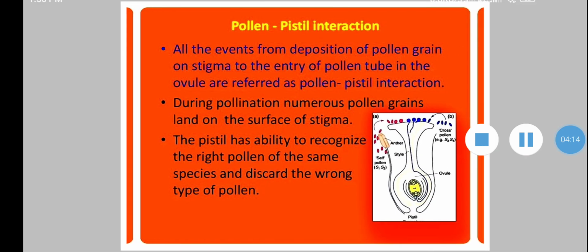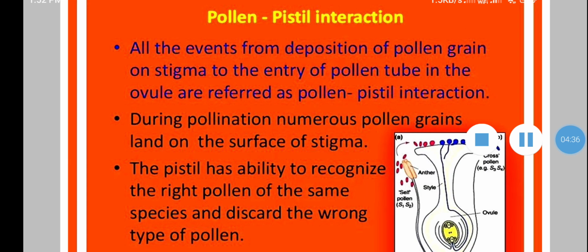Now next we are going to study pollen-pistil interaction. Pollen-pistil interaction is nothing but the interaction of pollen grains with the stigma. It begins with pollination and ends with fertilization. That means it starts with pollination and the final result is fertilization. The events from deposition of pollen grain on the stigma, that is, pollen grains transferred on the stigma, to the entry of the pollen tube in the ovule are referred to as pollen-pistil interaction. This is the definition of pollen-pistil interaction.